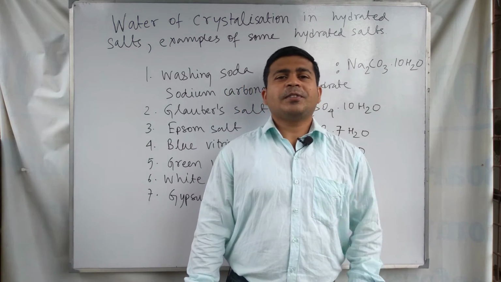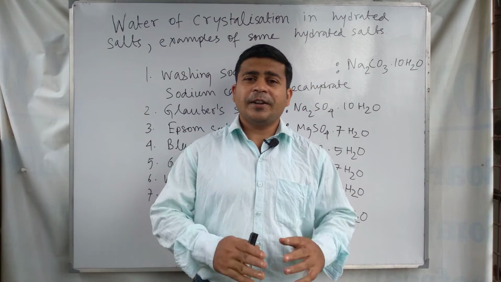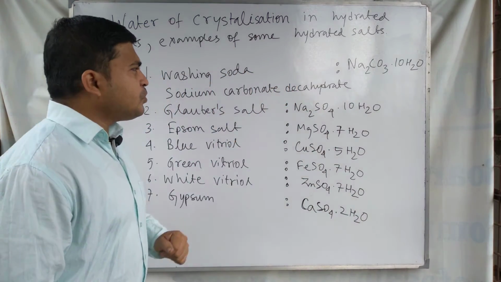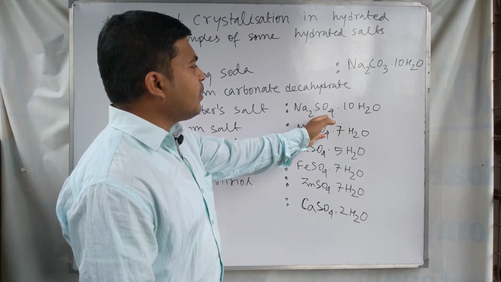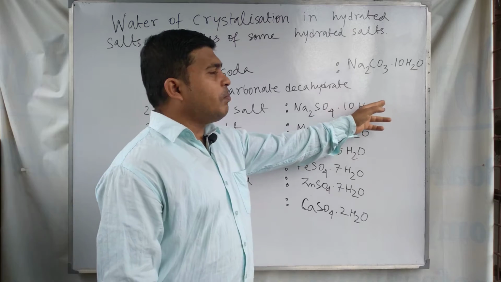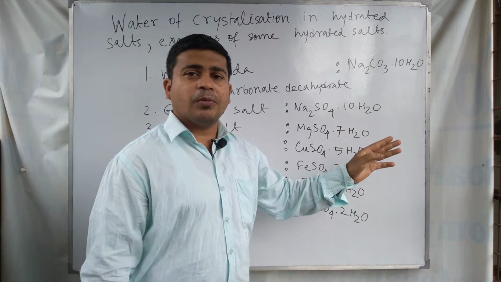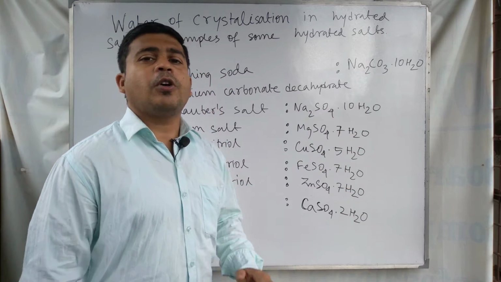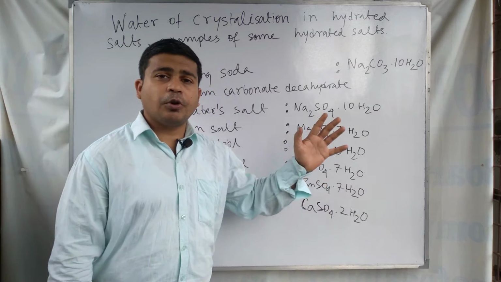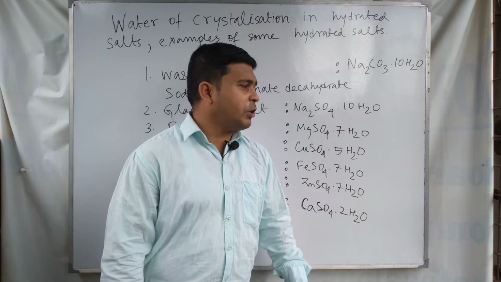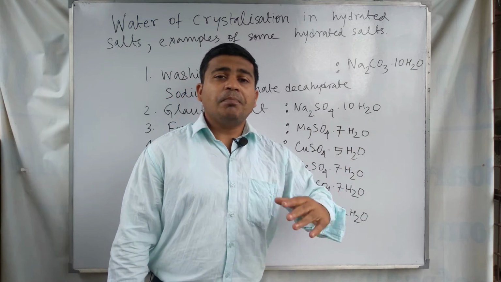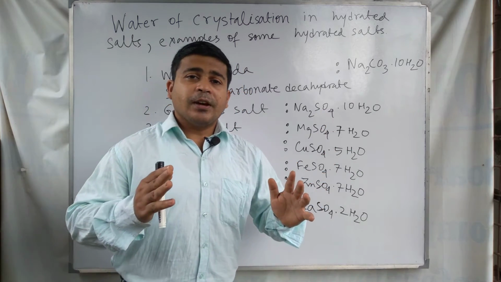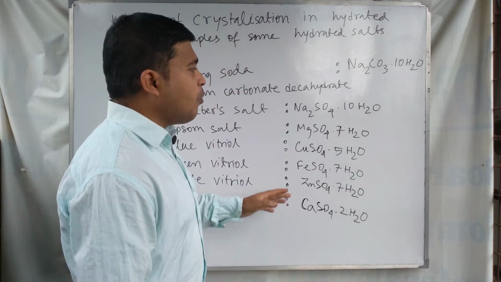Let's start our discussions regarding the water of crystallization in the hydrated salt and examples of some hydrated salts. So first of all, look at this salt. This is called sodium sulfate .10H2O. Here the fixed number of water molecules that are combined with each molecule of salt is called the water of crystallization. And these salts are called hydrated salts because when these salts are crystallizing out from their saturated solutions, each molecule is combined with a fixed number of water molecules, and for this reason these salts are called the hydrated salts. Okay, and all have water of crystallization.